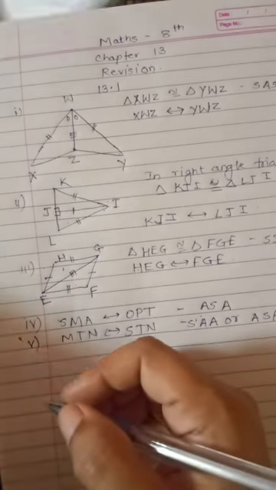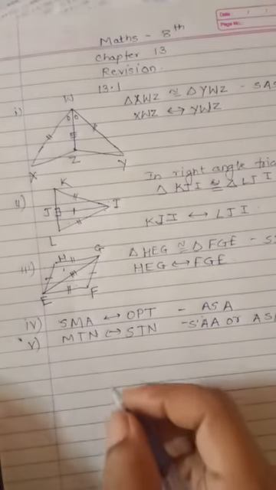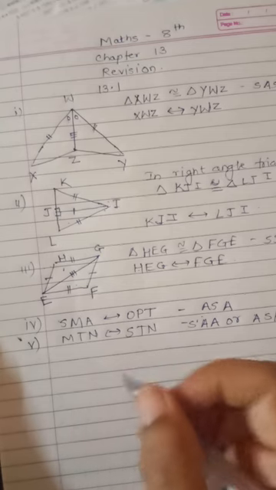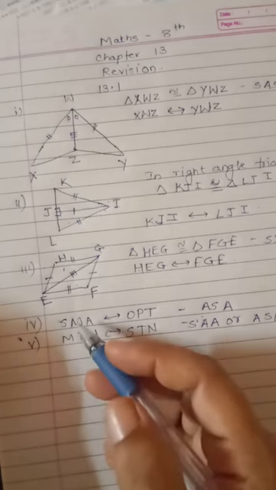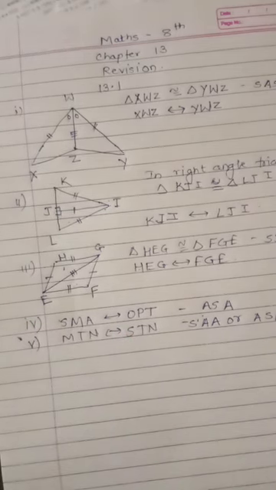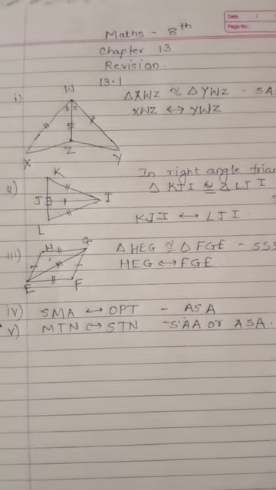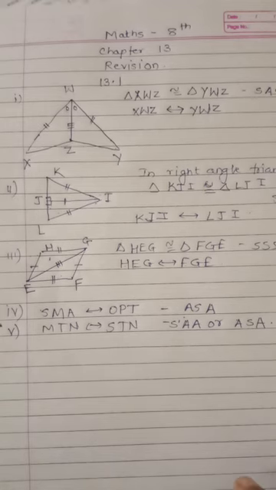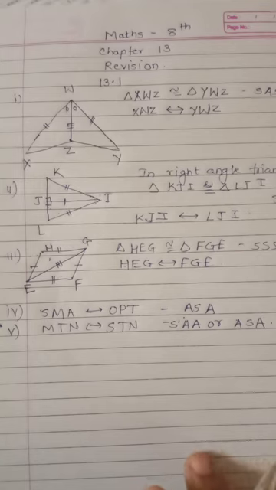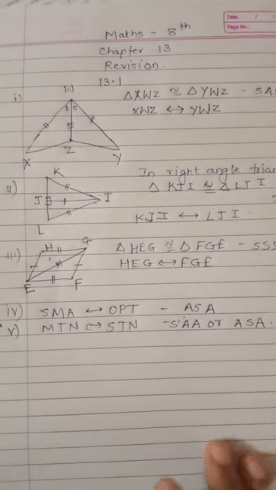So in this way, there are 5 examples given in your book. You have to write these examples in your notebook as revision. Solve these examples independently. Try to understand the conditions in the given figure.